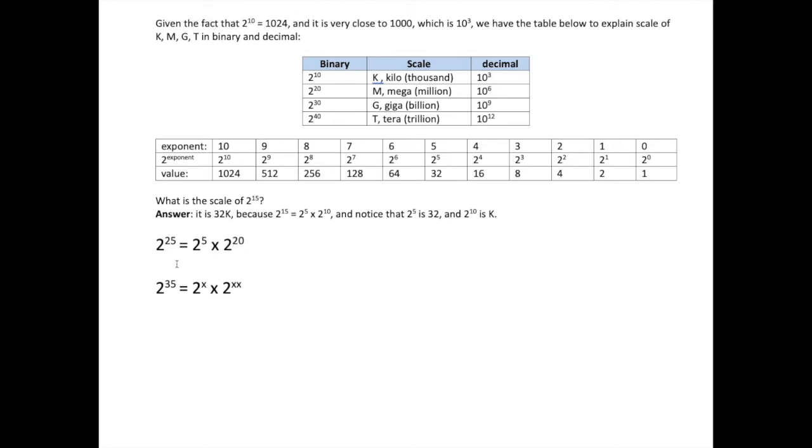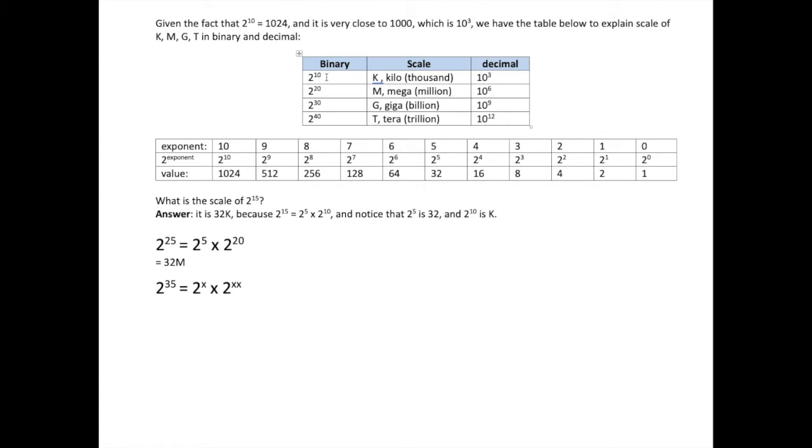So then the answer to this one is, we already know 2 to the 5th is 32, so I'm going to put 32 here. Now 2 to the 20th, if I go back up here and go over to the scale, that will be mega. Let's do one final one, so 2 to the 35th.